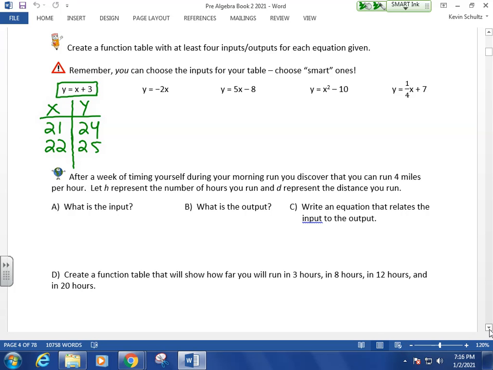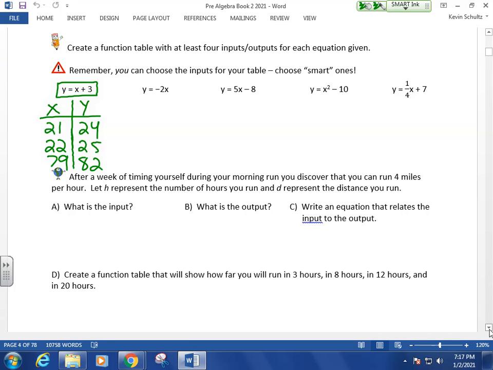One more here. Let's see. Mario Maker related. In Mario Maker right now, in a particular challenge that I'm doing, I have 79 lives. So I'll pick 79 to plug in there. If x is 79, 79 plus 3 is 82. That's going to give us the output of 82.